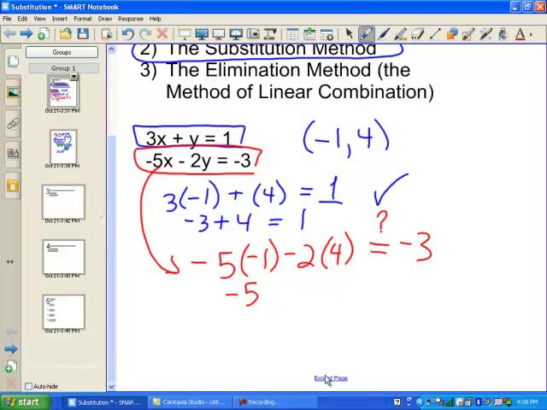5 times negative 1, negative 5 times negative 1 is positive 5. Sorry about that. Minus 8 is, in fact, negative 3. So we can see that the coordinate pair negative 1, 4 satisfies both of the equations and therefore is a solution to the system of simultaneous linear equations.